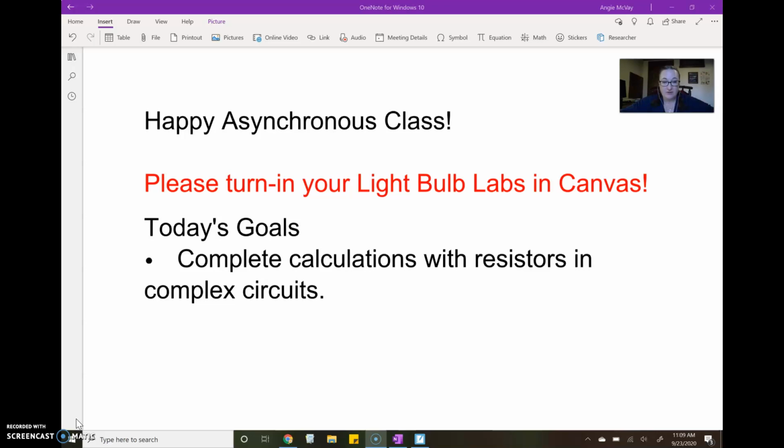Today we're going to talk about doing calculations with resistors in complex circuits. So we'll be looking at a circuit where resistors maybe don't have all the same value. All of our light bulbs in the light bulb lab all had the same value for the resistance. Or what if two resistors are in parallel and one is in series? That's what we'll be looking at today. And then in our live class next Monday, we will look at some pretty crazy situations in which maybe there are multiple power supplies.